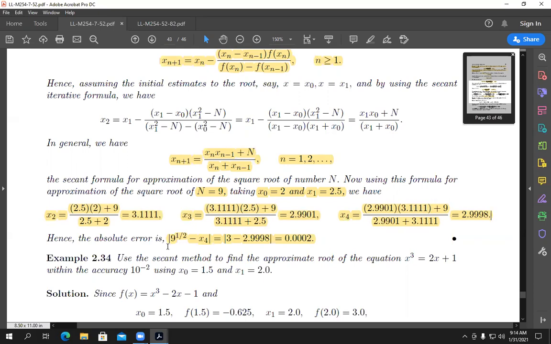And then you find the absolute error. What is it? Exact minus approximation: the exact is the square root of 9 minus the approximation you calculated, and that gives you the absolute error, which is very good, a 10 to the minus 4 accuracy. How many times? Only 3 times we use the formula.